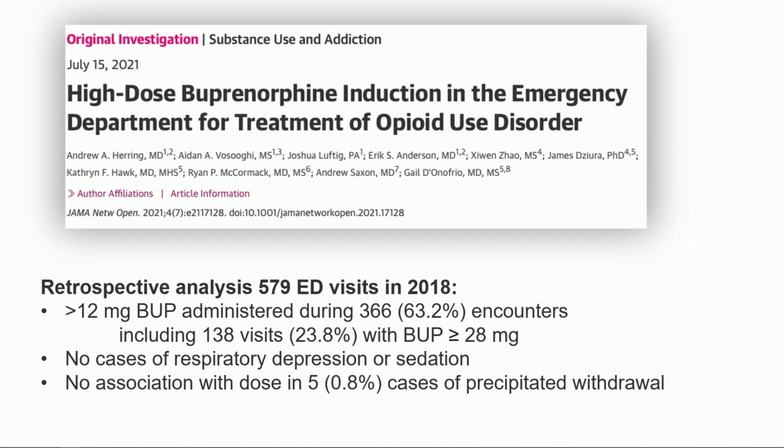This is a paper that was led by Andrew talking about high-dose buprenorphine induction in the ED. He was certainly one of the first leaders in thinking about how you do high dose. It's based on 2018 data. They looked at almost 600 visits. They got 12 or more milligrams of buprenorphine administered during 366 encounters. 138 had more than 28 milligrams, and there were no cases of respiratory depression or sedation, and no association between dose and precipitated withdrawal.